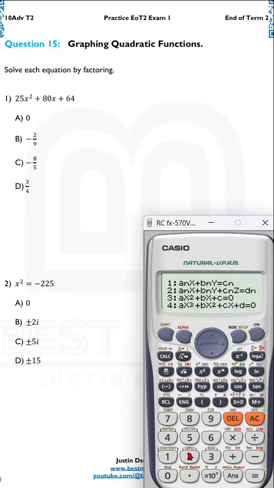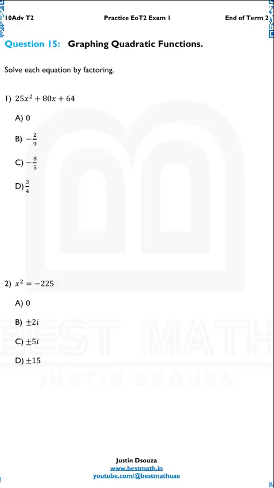What about the next one? Mode 5, 3. There is 1, but there's no x term, so it's 0, and this minus 225, when it goes to the other side, is positive 225. The answer is plus or minus 15i. My apologies, it should be plus or minus 15i, because imaginary numbers come in conjugate pairs, plus and minus. So it'll be option D.